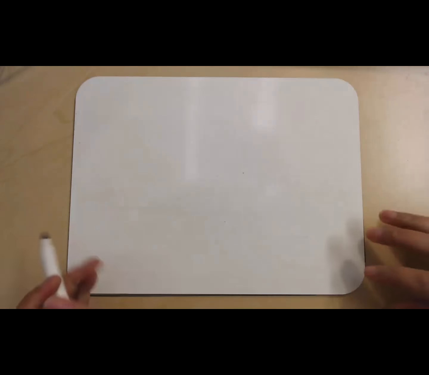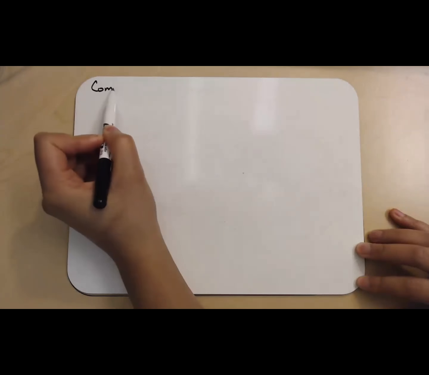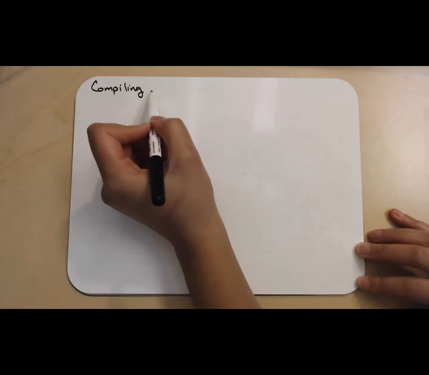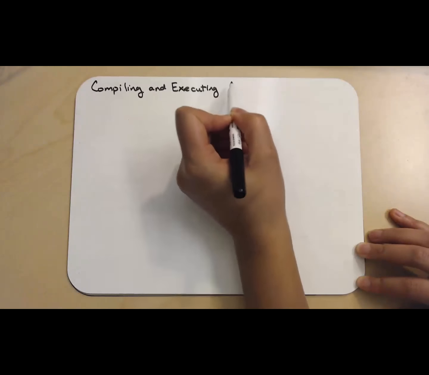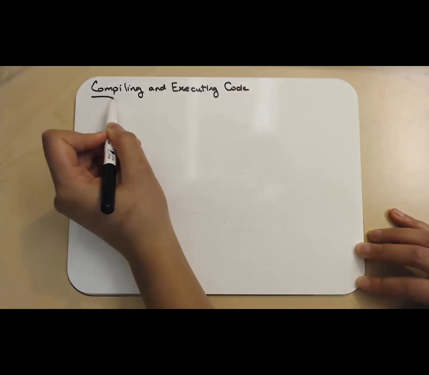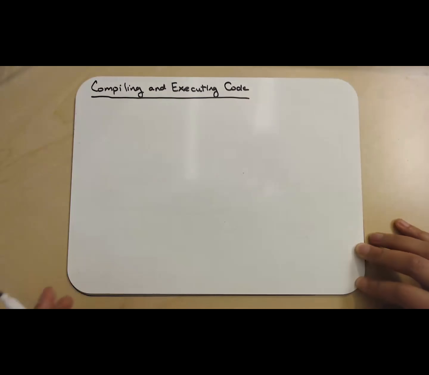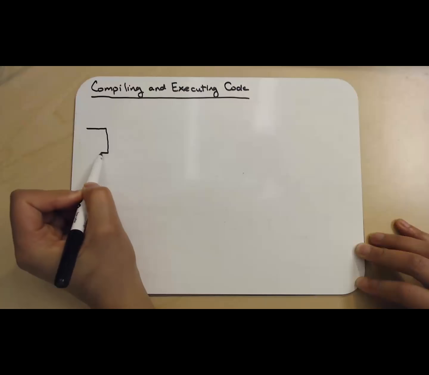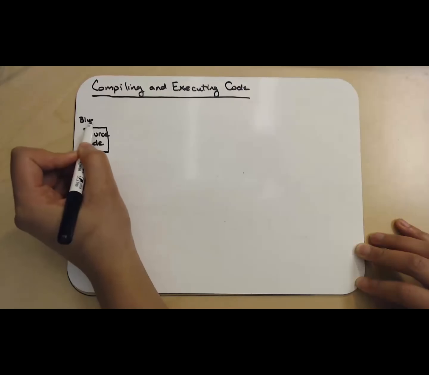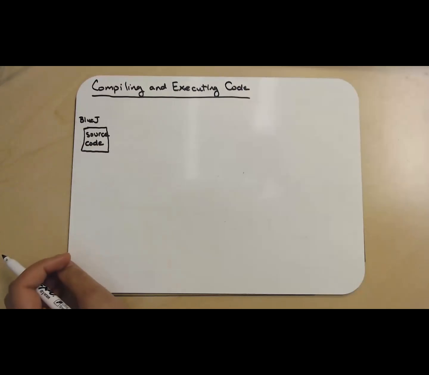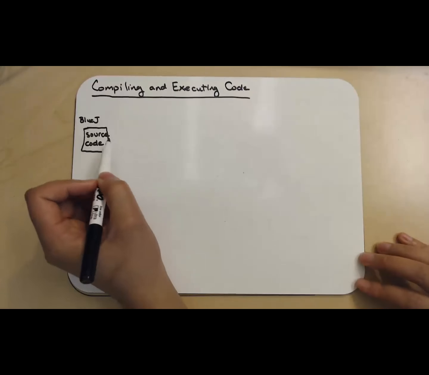So I want to talk about compiling and executing your code. And we're going to draw a picture that illustrates the process that I went through on the terminal, which is the same process you go through in BlueJ. Everything begins with what we call source code. This is what you write in BlueJ. Source code is human readable, and it's called source code because it is the beginning of everything. It is the source, it is the start.